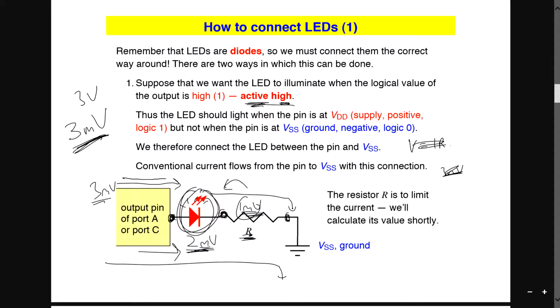Let me repeat again: pin, LED, to the ground. It's active high. Why? Because the pin will send a certain voltage to the diode, and the diode will light up, and that is why it's high. When the diode is high, it will become active. High means that it is full voltage, 2 mV. Once it's full voltage, it's active. Active means that it lights up.